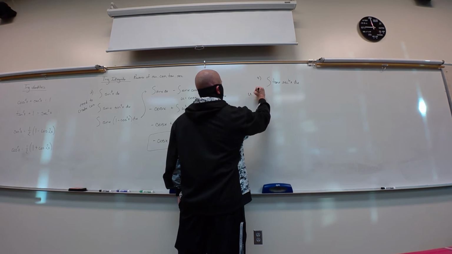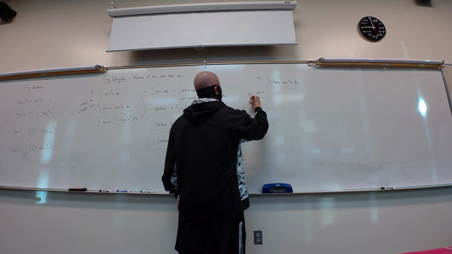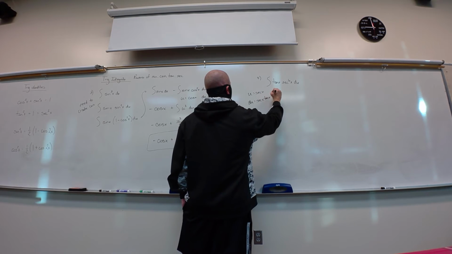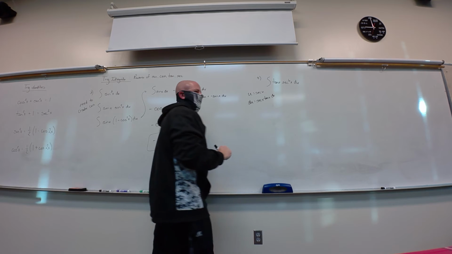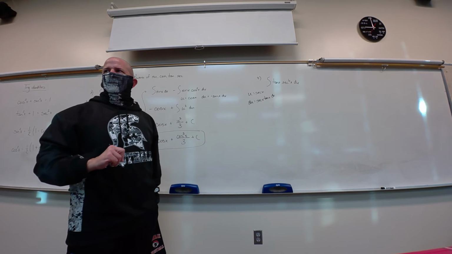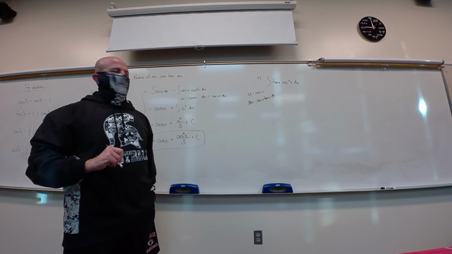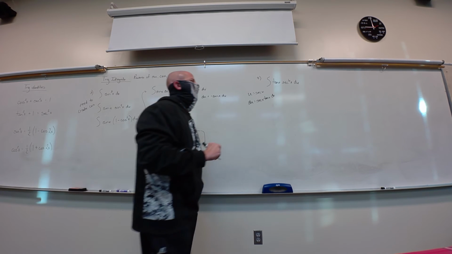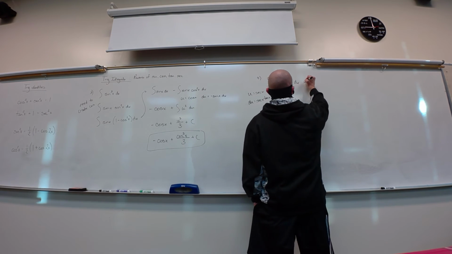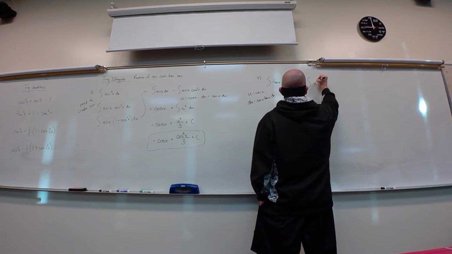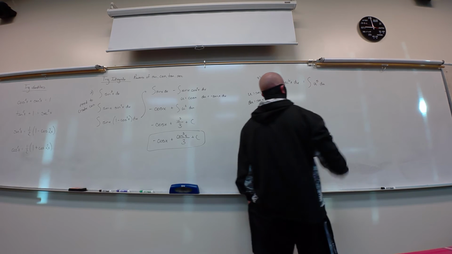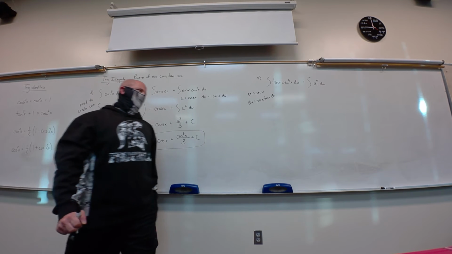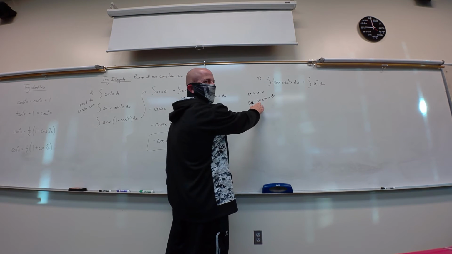u be secant x, du is secant x tangent x dx. Everybody agree with that? Yes. All right, so now we're going to have the integral of u to the fifth du. Why u to the fifth and not u to the sixth? There we go. I have one used up here.